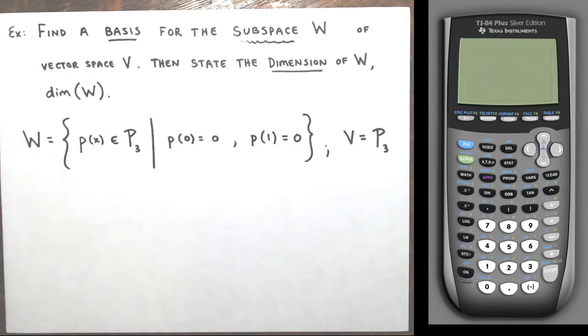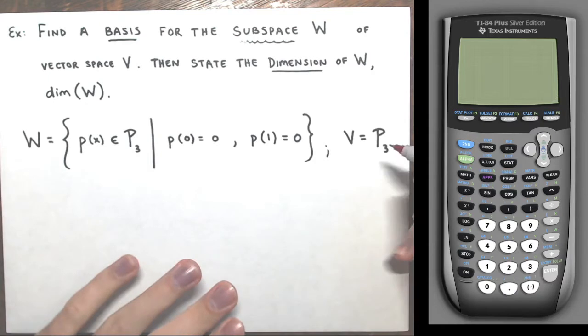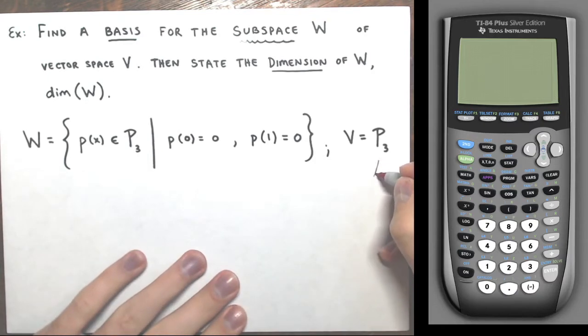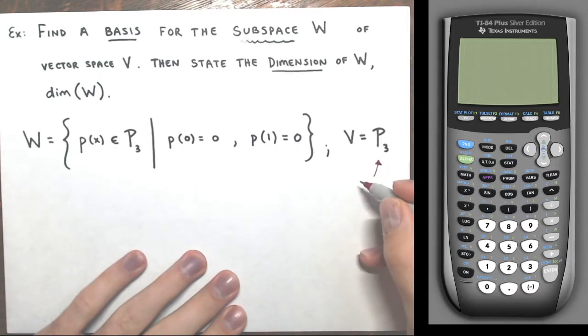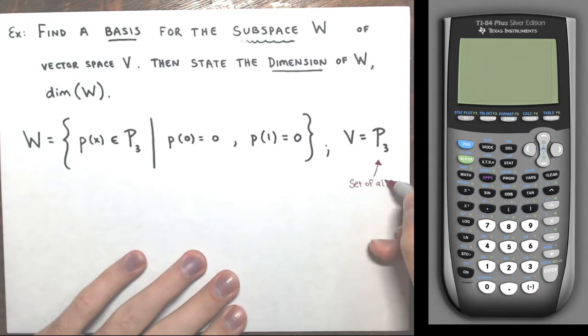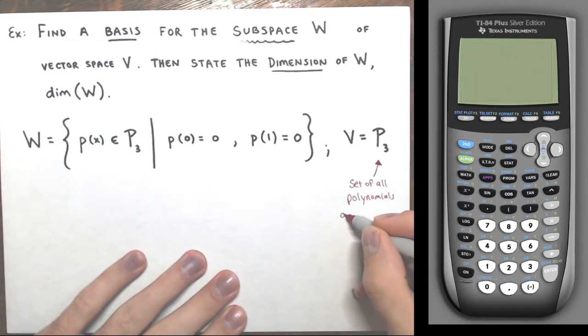So my first example here: our vectors are these polynomials of degree 3 or less. Remember, the larger vector space V is this fancy P3, and hopefully you recall that this is the set of all polynomials of degree 3 or less.